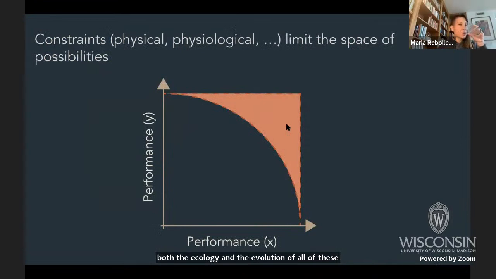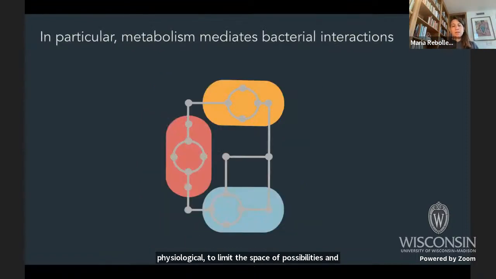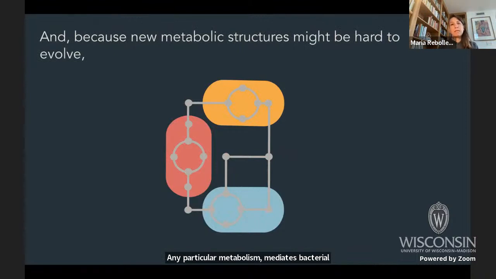But as I said before, maybe we can use constraints that might be physical or physiological to limit the space of possibilities and have better predictions. And in particular, metabolism mediates bacterial interactions, so it mediates the ecology. And we might think that new metabolic structures might be hard to evolve because of pleiotropy. So what I mean by this is, of course, things at the edges of the metabolic network might be very simple to evolve.